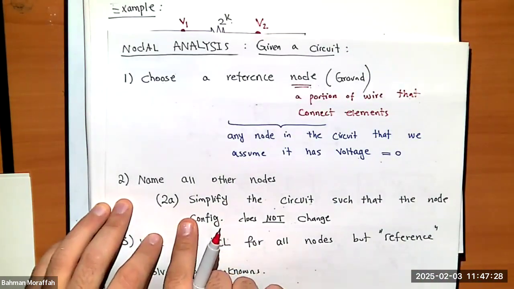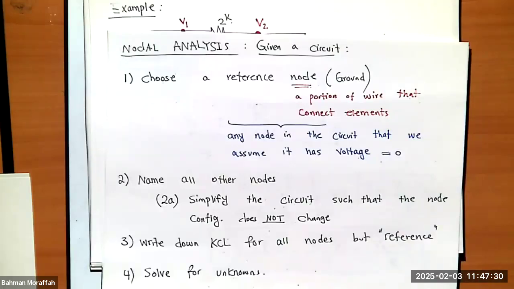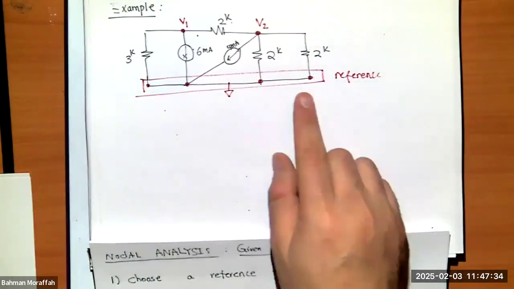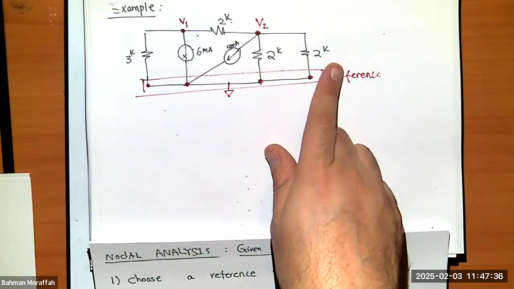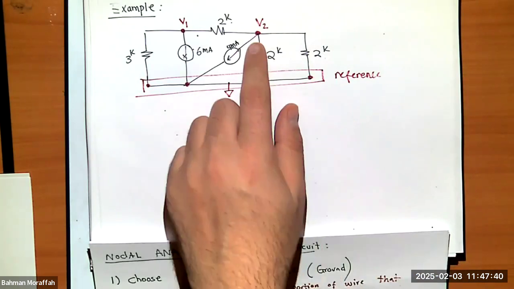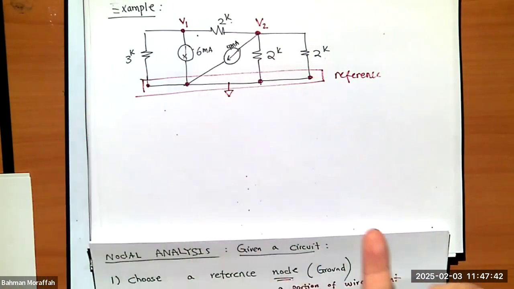2A, again, it's optional, tells me I can simplify the circuit. Well, I can, right? If I look at these two, they're in parallel. I can combine them into one without actually changing my node names, right? Again, it's completely optional. I'm going to do it, but you don't really have to do it. If you're given this circuit, you can keep it the way it is. I'm going to simplify it. So if I simplify it, my circuit would look like this.